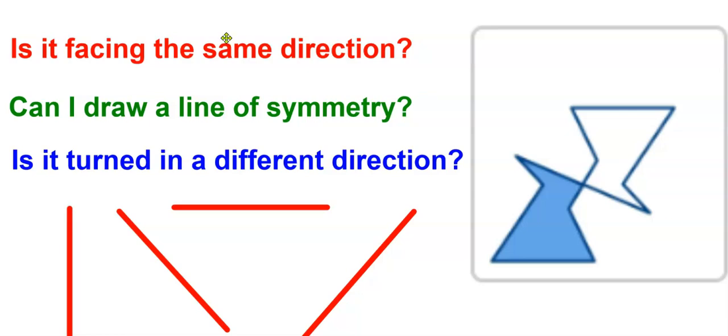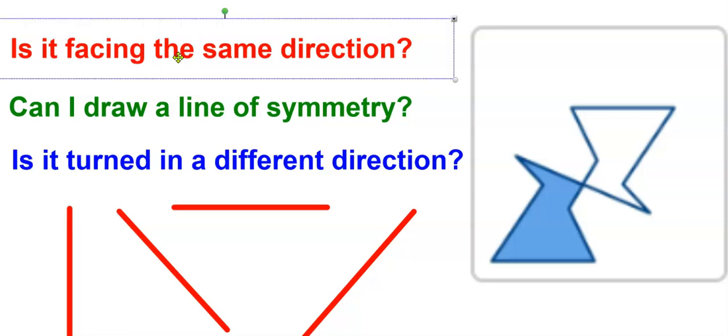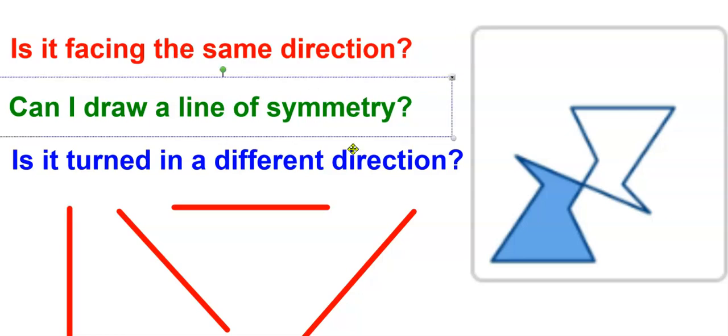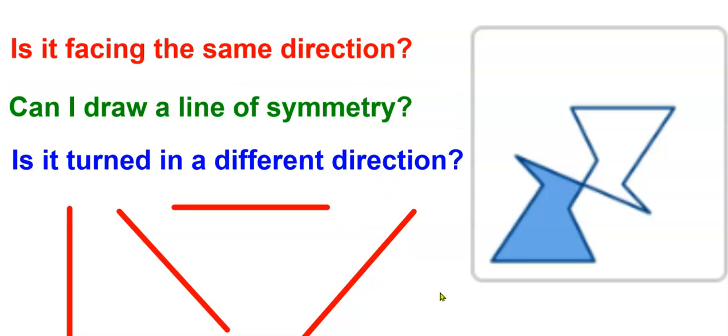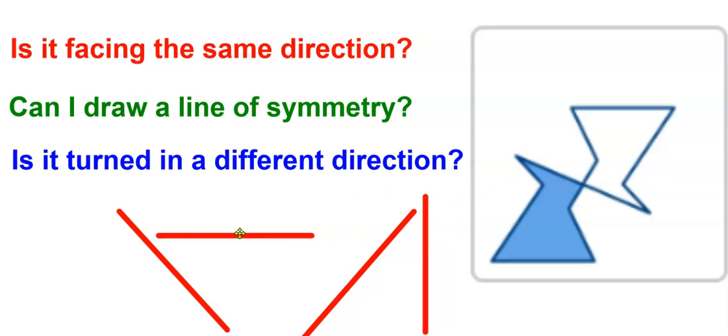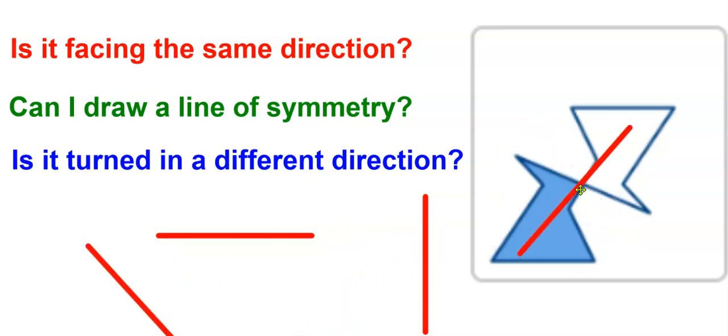How about this one here? Is it facing the same direction? No. Can you draw a line of symmetry? Well, let's see. First we try the vertical. Nope. Then we try the horizontal. Nope. Then we try the diagonals. Nope. Definitely not. So this one is turned in a different direction, which means it is a rotation.